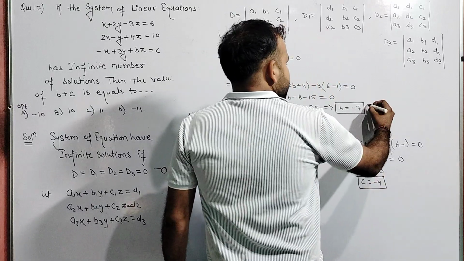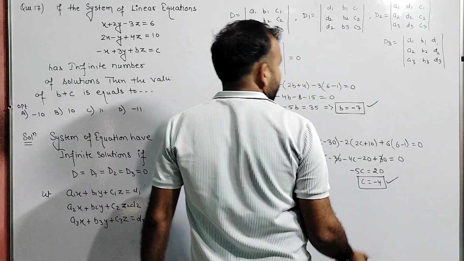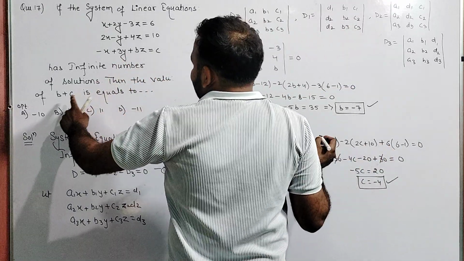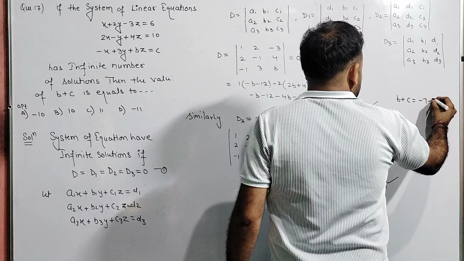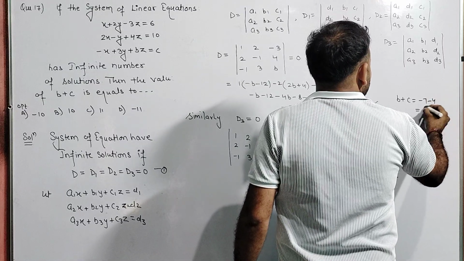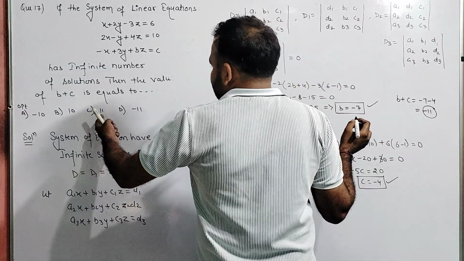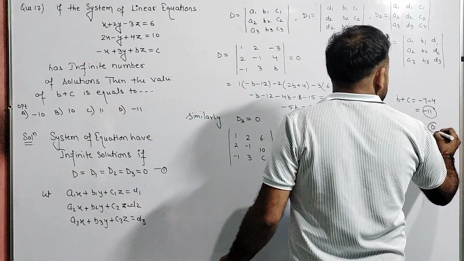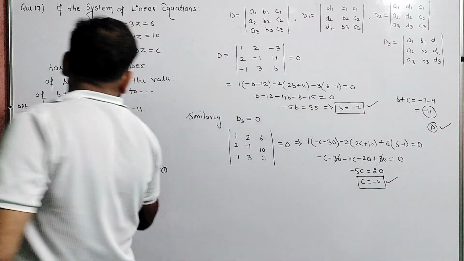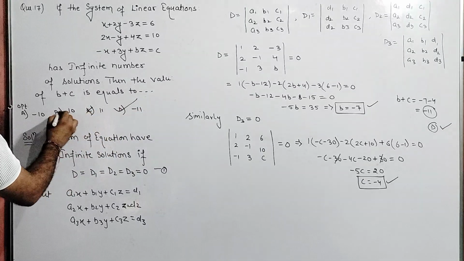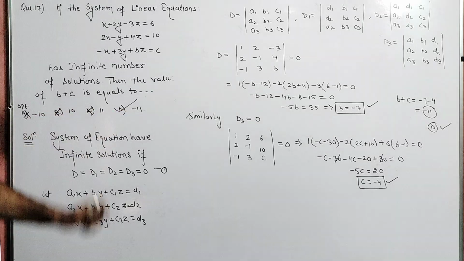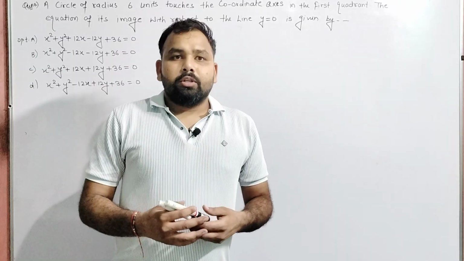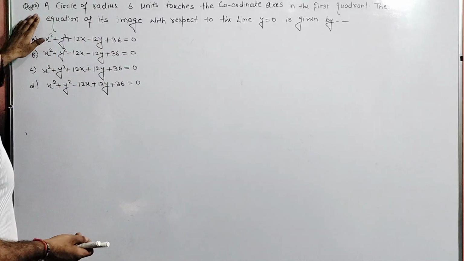Here the value of b is minus 7, the value of c is minus 4. But we require the value of b plus c. So our b plus c is minus 7 minus 4, that is minus 11. So student, you can see that option D is correct in that scenario. Option D is correct, remaining options are incorrect. First of all, we are going to check that minus 11 is the correct answer. Okay student? So student, our next question is question number 18.